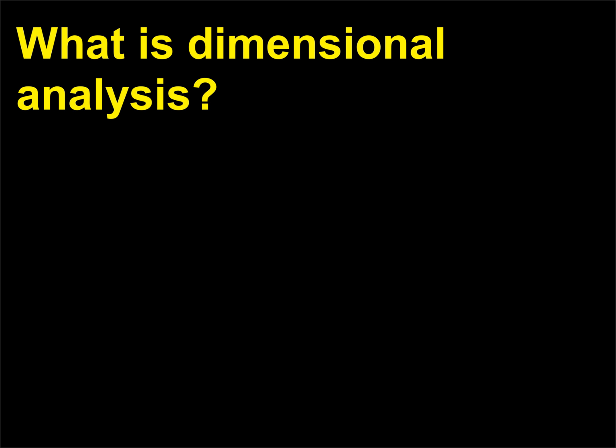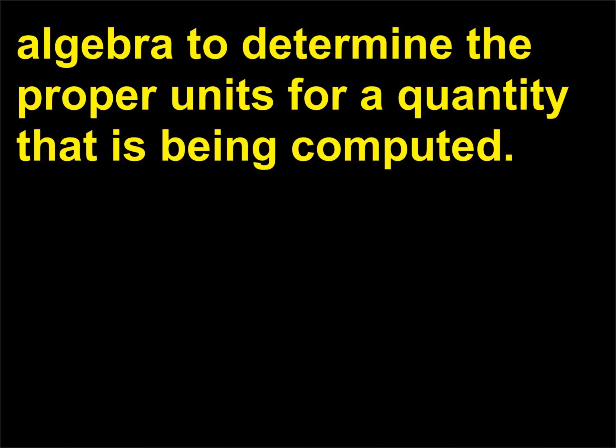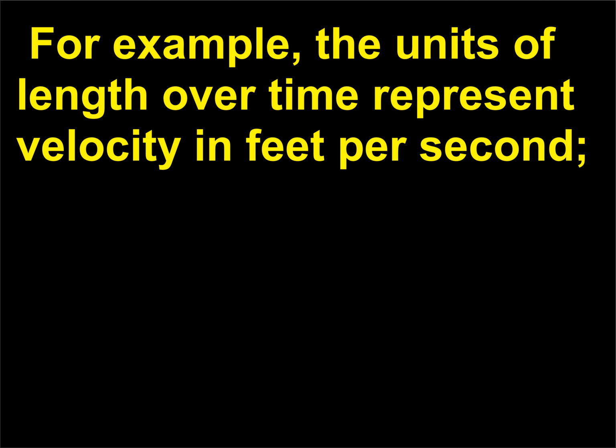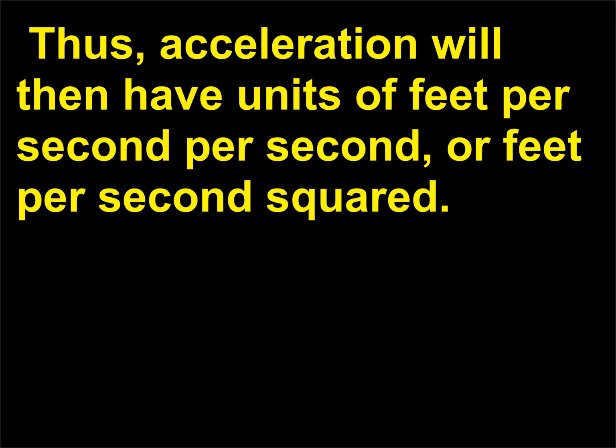What is dimensional analysis? Simply put, dimensional analysis is a way of manipulating unit measures using algebra to determine the proper units for a quantity that is being computed. For example, the units of length over time represent velocity in feet per second. Acceleration is velocity over time. Thus, acceleration will then have units of feet per second per second, or feet per second squared.